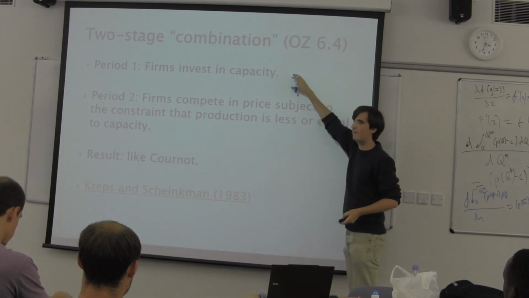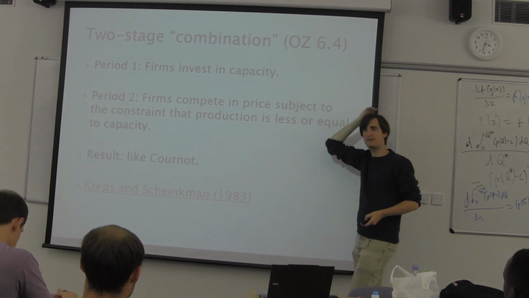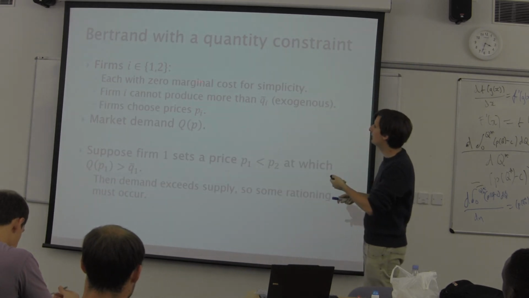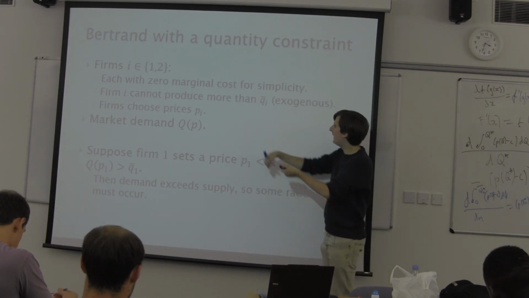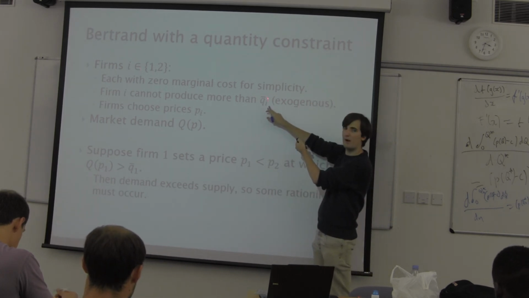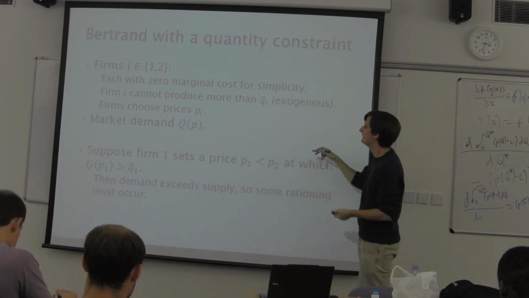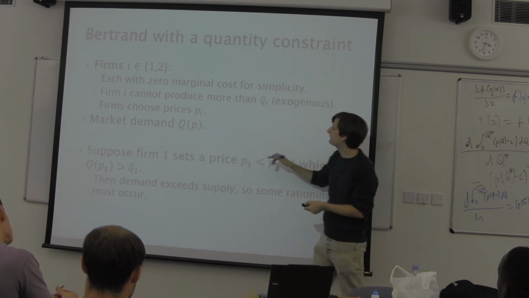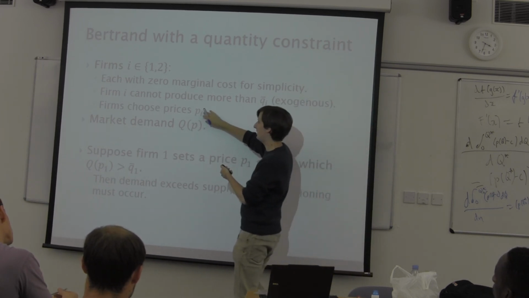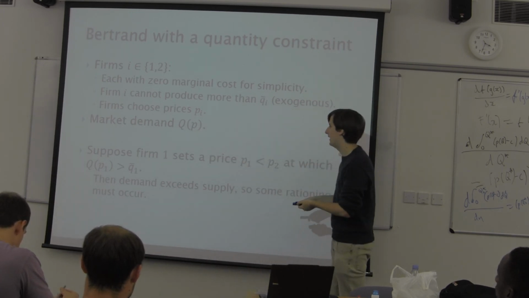So let's suppose that firms have chosen some capacity. Let's see what prices they want to set in the second period. There are two firms, both with zero marginal cost. Firm I has a capacity constraint of QI bar, so their quantity can't be higher than QI bar, and we just suppose they're exogenous for now. Firms are going to choose prices PI, with the market demand Q of P.